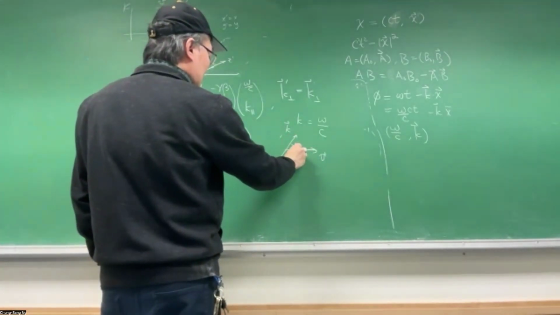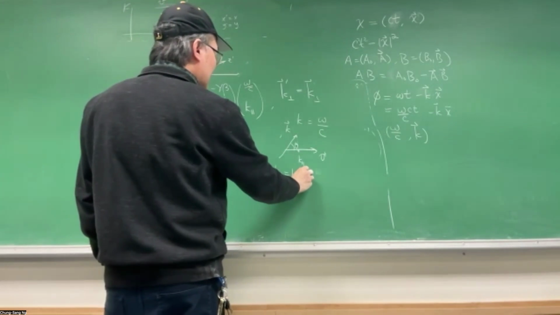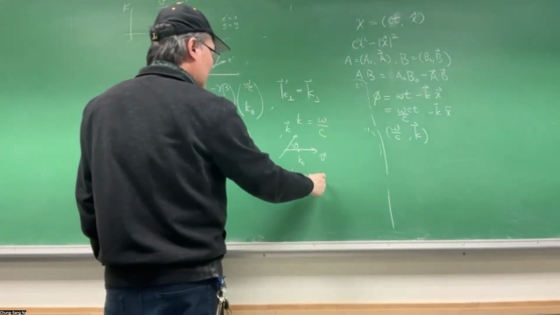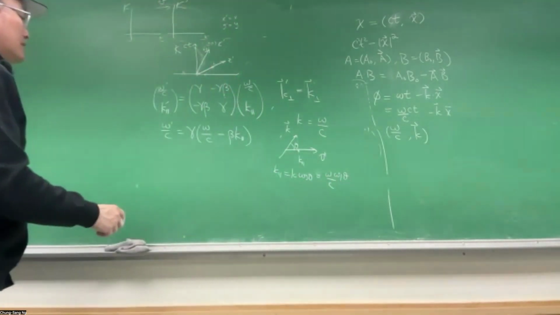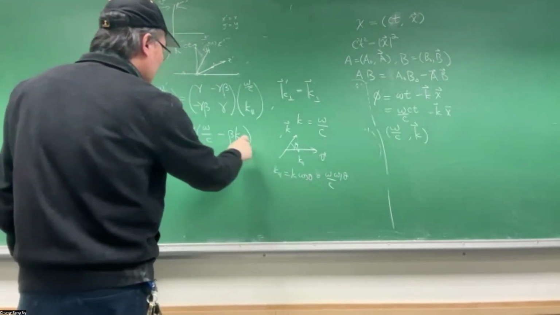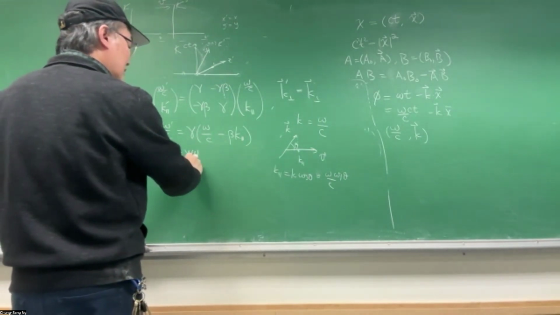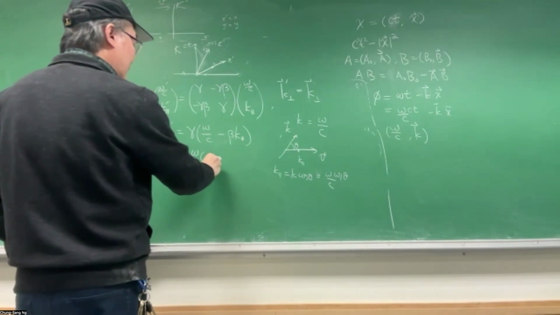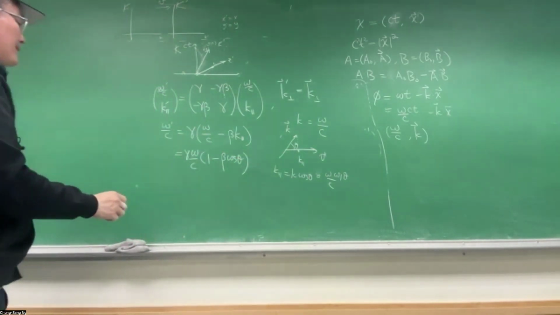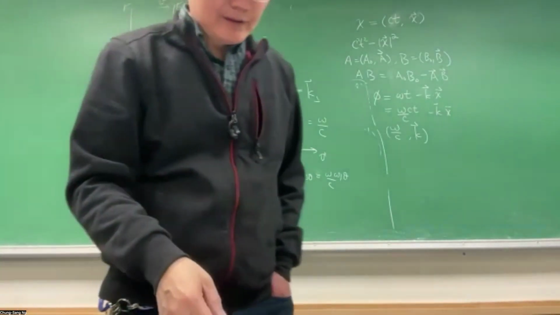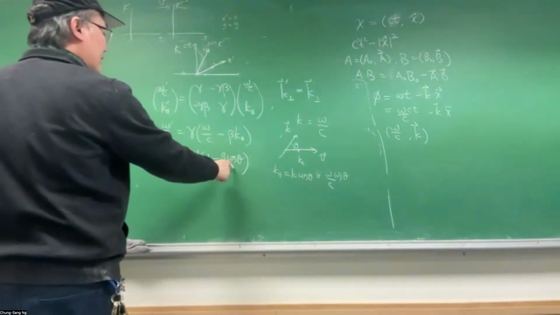So this is K parallel. The K parallel is K cosine theta, and K is omega over C. So omega cosine theta over C. Okay, so you can substitute this into here. So both now have omega over C. So omega over C and 1 minus beta cosine theta. Okay, so that's the Doppler effect. So it depends on what the angle is.